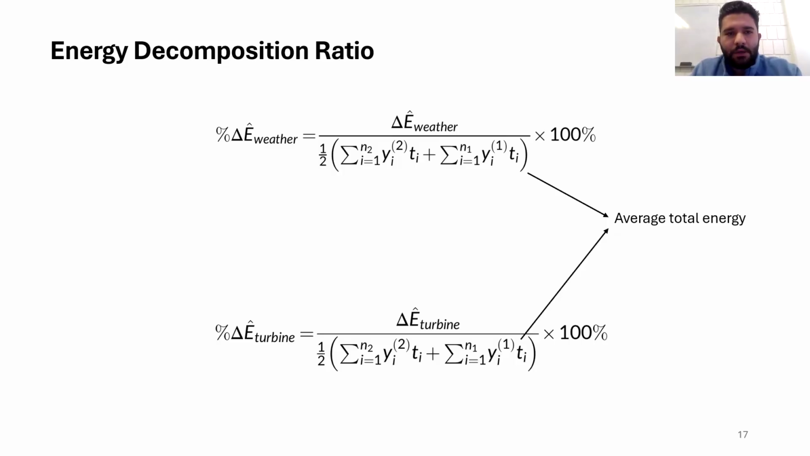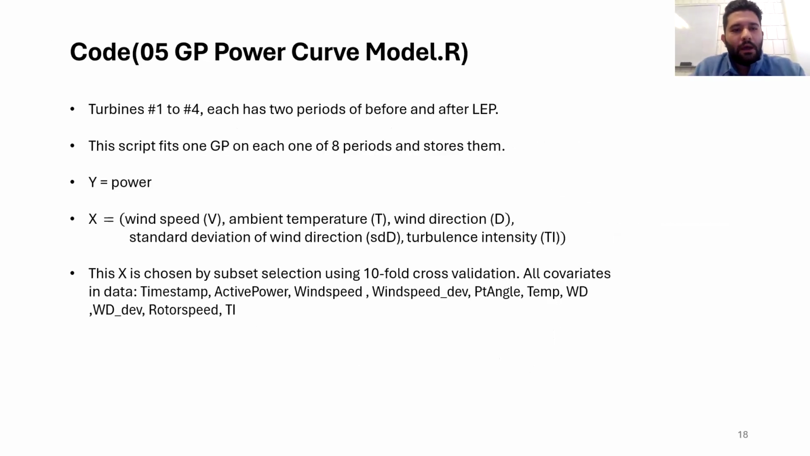One thing to mention is that what we discussed now is just applying the power function on data one and data two, such that data one is the period before the change and data two is after the change. But this can also be done on the same period for different turbines, which we'll see in the next few slides. But first, the code for doing this, the temp GP models, and then getting the statistics is the O5 GP power curve model.